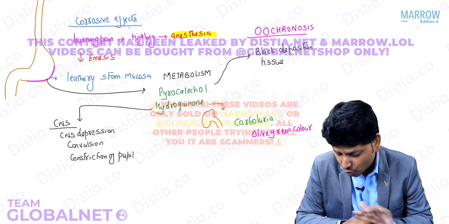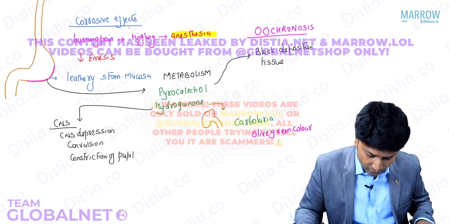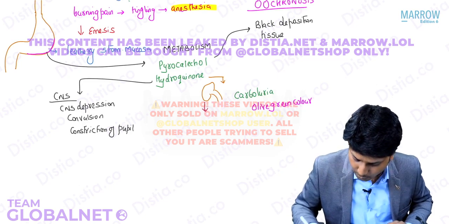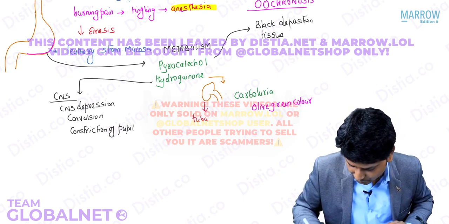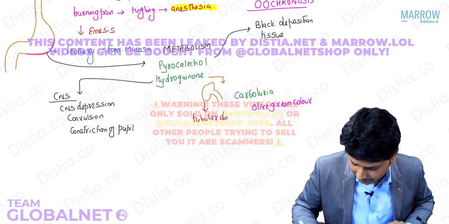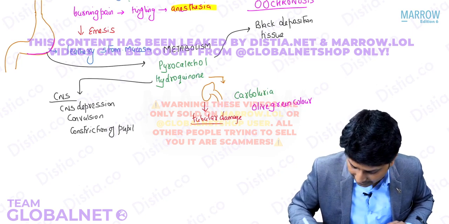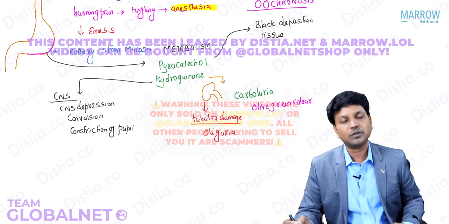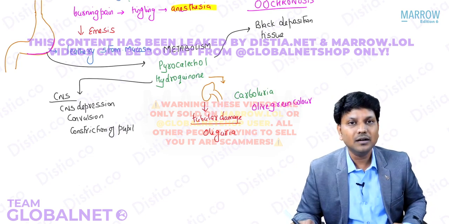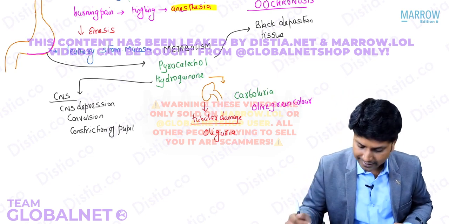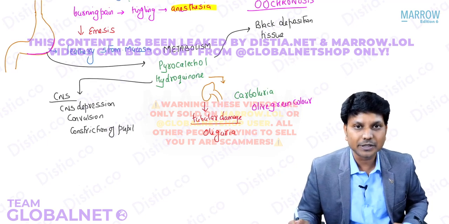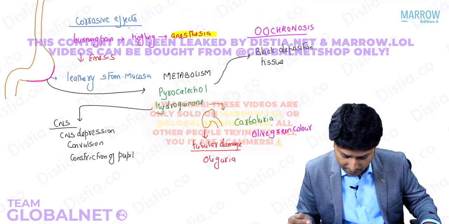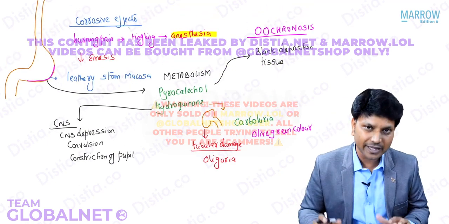But these two metabolites are so toxic, they can cause tubular damage. Patient can present with renal damage as well, renal failure, oliguria. All renal toxic symptoms can be noted. The kidney tries to excrete this, but there can be tubular damage as well. So all these are the features that you have to learn if you're talking about phenol. I've given you everything in one slide.